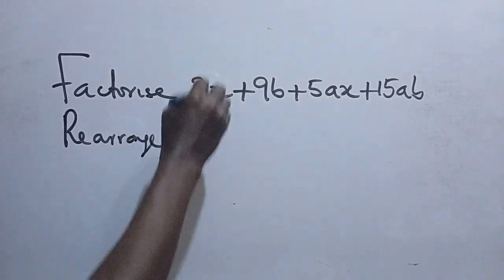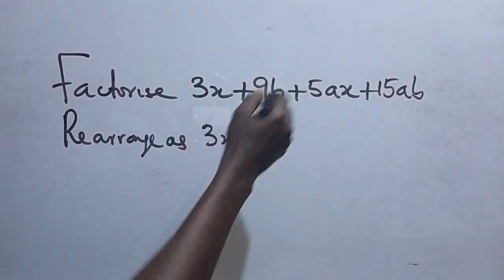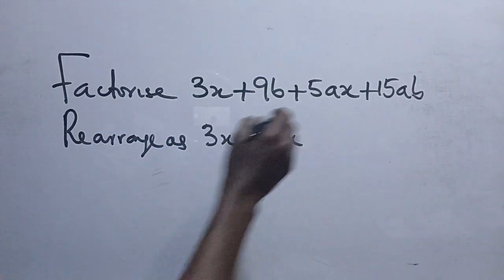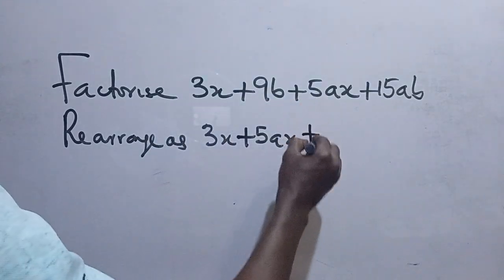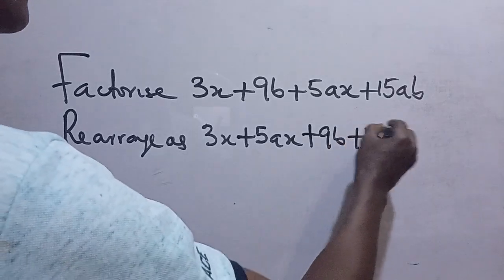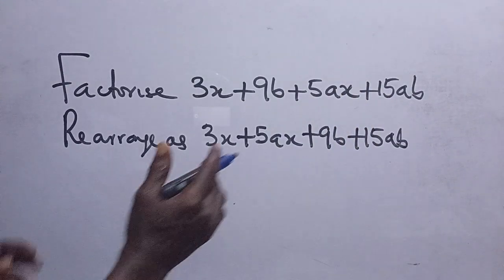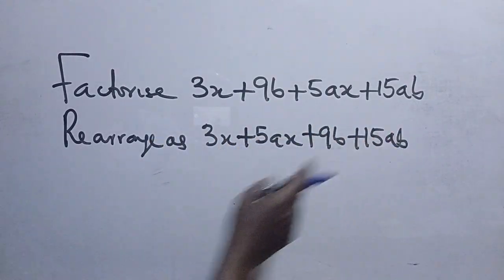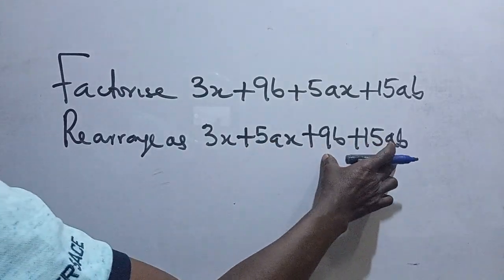as 3x. The next element that has x is what? Is plus 5ax. Beautiful. Then having done that now, you are left with what? Plus 9b, then plus 15ab. That's beautiful. So now, by pairing them together, we have 4 terms: 1, 2, 3, 4. So pair them 2, 2. So we pick this first 2, we pick this last 2.